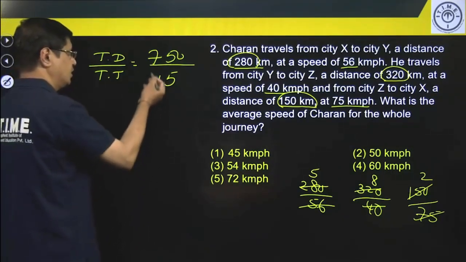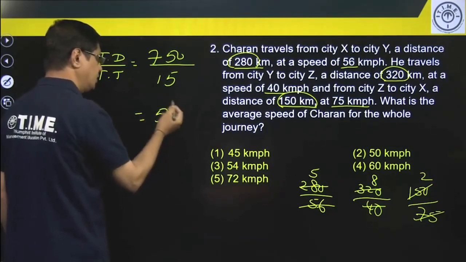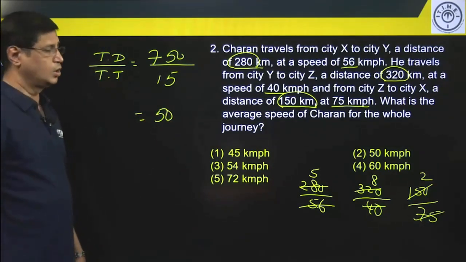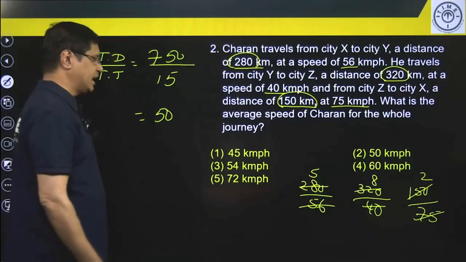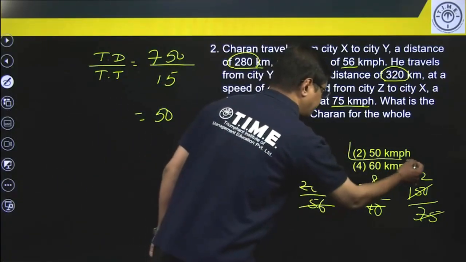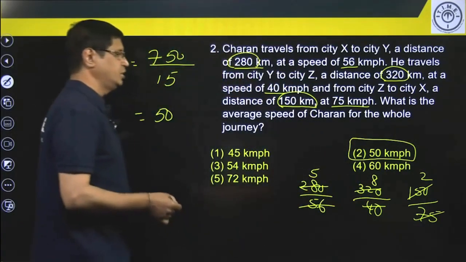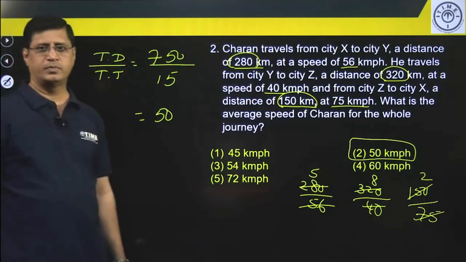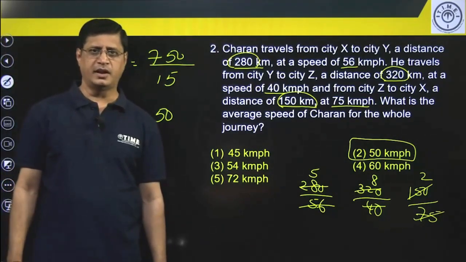Simplify. Now 15 goes how many times here? It goes 5 times, 0 common. So 50 kilometers per hour is the average speed. The answer for this question is choice 2. The second option is the right answer.